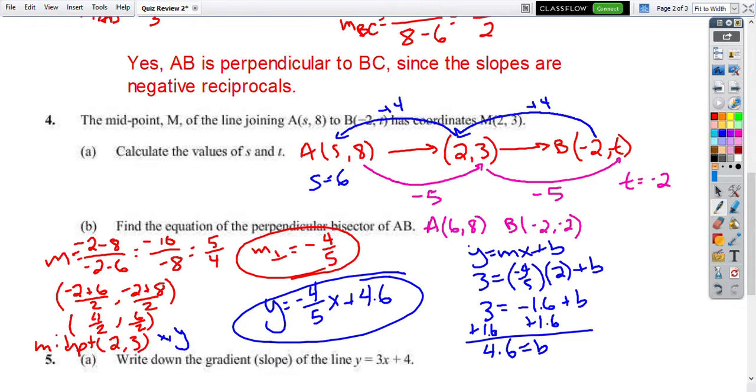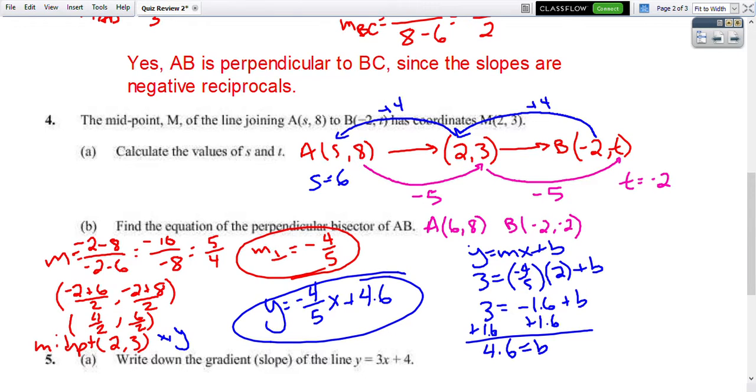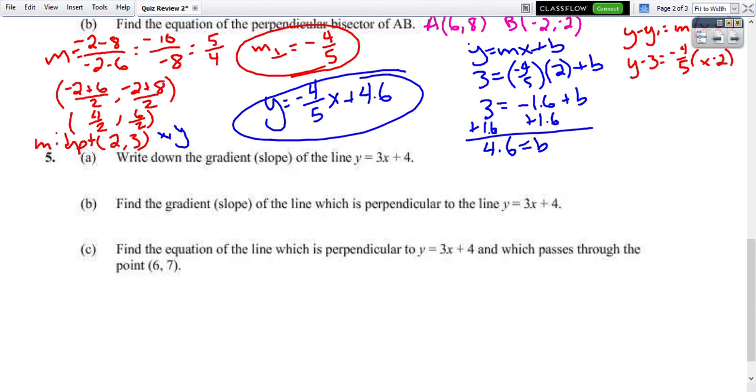If you want to use point-slope form, you can do that. So that's y minus y1 equals m times x minus x1. So this would be y, and then we're going to use our midpoint here. So y minus 3 equals our slope, which is negative 4/5, times x minus 2. All right, write down the slope.